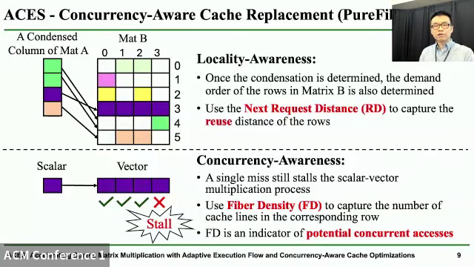In addition to the locality information, we also observe that multiplying an element from matrix A with the elements from the corresponding row of matrix B leads to concurrent requests for the cache lines of matrix B. That means a single cache miss among these requests can stall the scalar vector multiplication process. So we use the fiber density, FD, to capture the number of cache lines in the corresponding row, serving as an indicator of potential concurrent accesses.